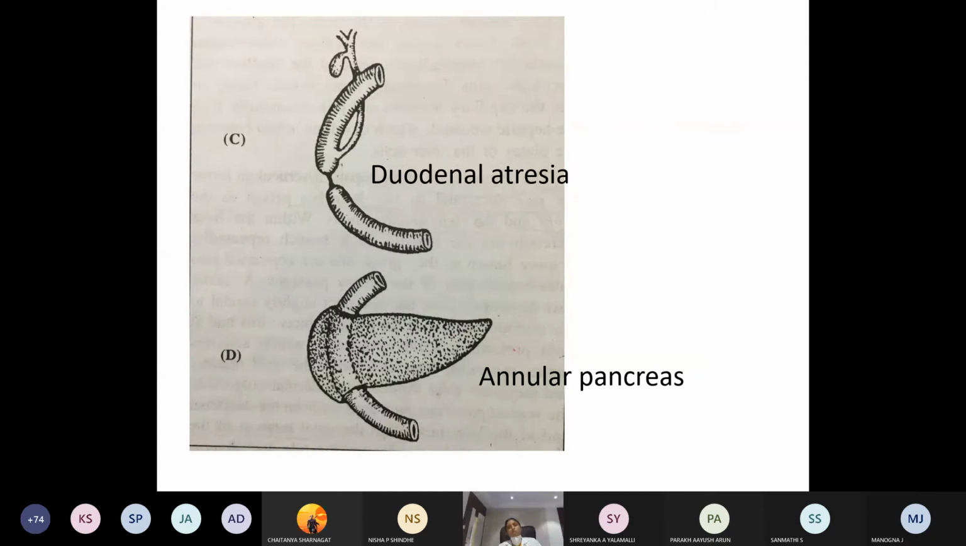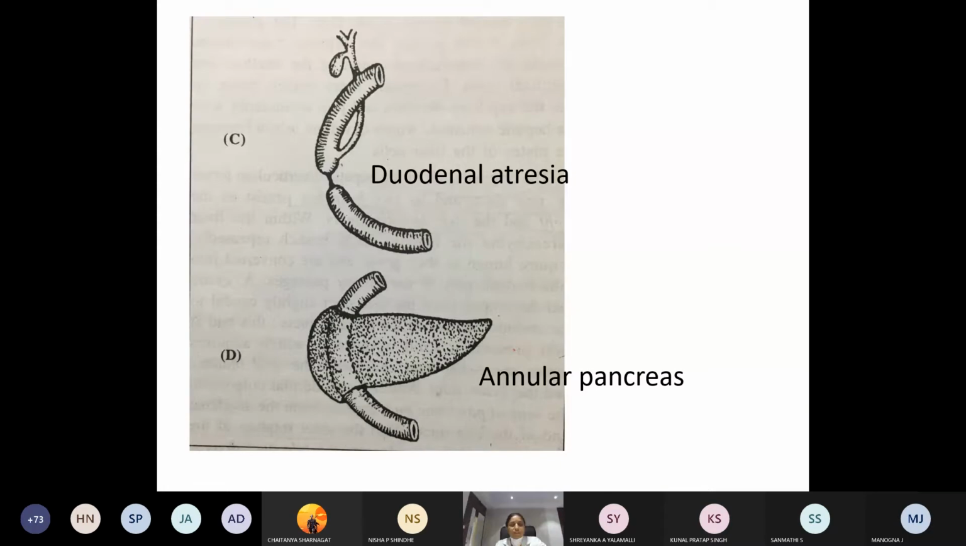Okay. Now, what are these anomalies? Duodenal atresia. Like esophageal atresia, you have duodenal atresia, complete obliteration of the lumen of the duodenum here. The next is that the duodenum may be blocked by annular pancreas. Annular pancreas is an anomaly of the pancreas but affecting the duodenum because it is completely encircling the duodenum. Do you have any doubts in this?